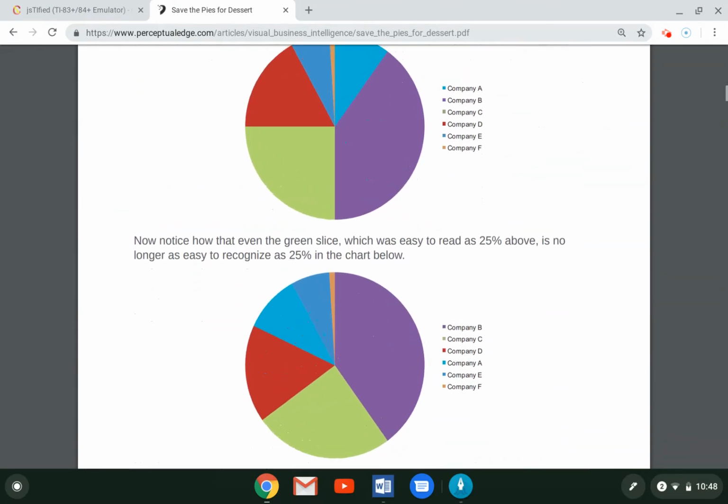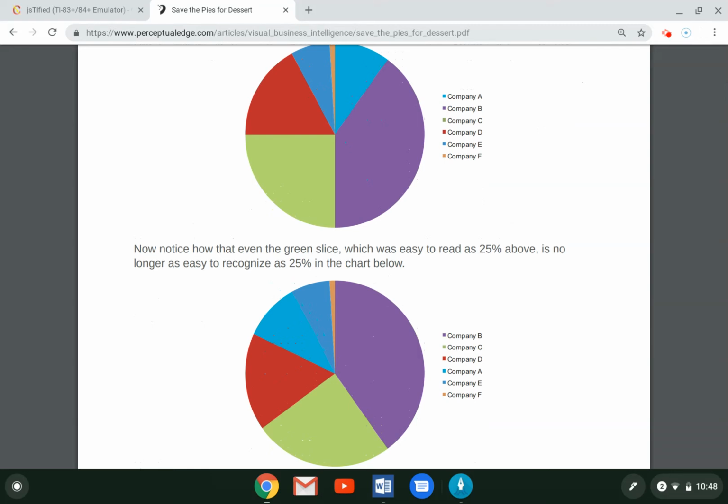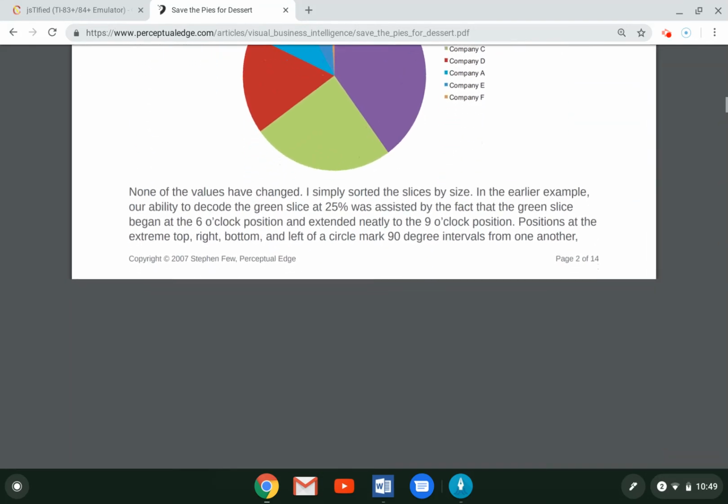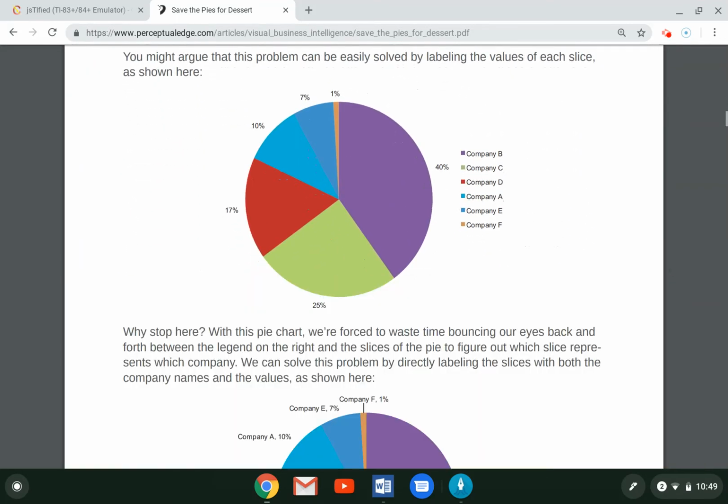So here, I've got two pie charts displaying the same data. We're looking at companies and how they compare to one another. And I want to focus on the green slice. So in the top pie chart, you can clearly see you've got a nice right angle here, that this company C, the green company, has about 25% of the pie chart. But in the bottom pie chart, it's the same pie chart, just rotated ever so slightly. It's a little bit more difficult to tell that it's exactly 25% just by that slight rotation. So that's one reason we tend to avoid pie charts in statistics.